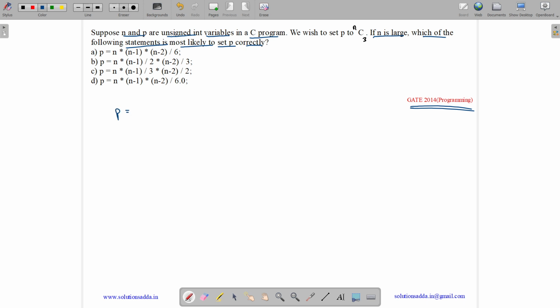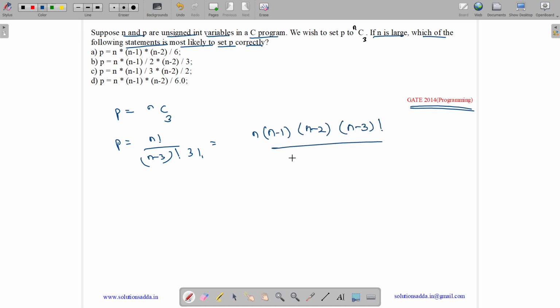So we need to set p to nC3. Now what is nC3? It is n factorial by n minus 3 factorial into 3 factorial. So it computes to n into n minus 1 into n minus 2 into n minus 3 factorial divided by n minus 3 factorial into 3 into 2. So its value is n into n minus 1 into n minus 2 by 6. We need to compute this.